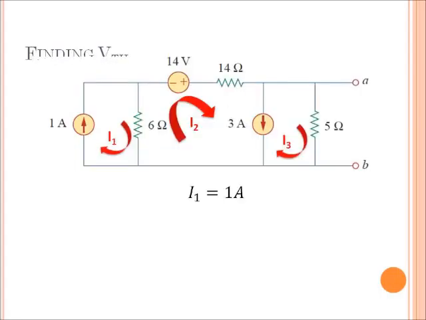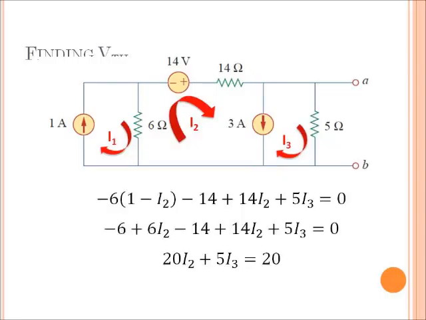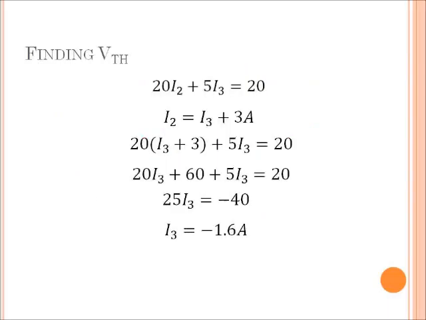We can see by inspection that I1 is equal to 1 amp, and by looking at the bottom node where I2 and I3 meet, that I2 is equal to I3 plus 3 amps. Because of the 3 amp current source, we have to use a super mesh. Doing so gives us the following equation, which simplifies down to 20 I2 plus 5 I3 is equal to 20. We solved for I2 in terms of I3 earlier, so now we can plug that equation into the one we just found. Solving for I3, we find that I3 is equal to negative 1.6 amps.